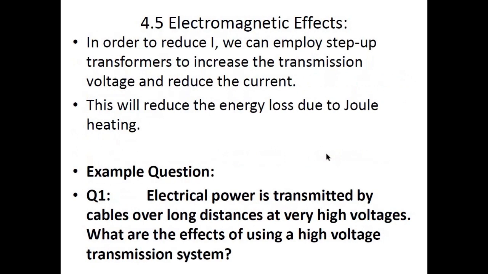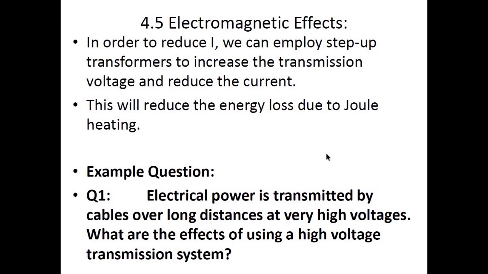In order to reduce current, we can employ step-up transformers to increase the transmission voltage and reduce the current. So when some AC is created in a power station, it goes through a step-up transformer that converts the output voltage into 25,000 or 11,000 volts, which are then distributed throughout the transmission grid. Near the homes or offices, there are step-down transformers that convert the 11,000 volt or 25,000 volt back into 220 volts or 230 volts and supply it to your houses.